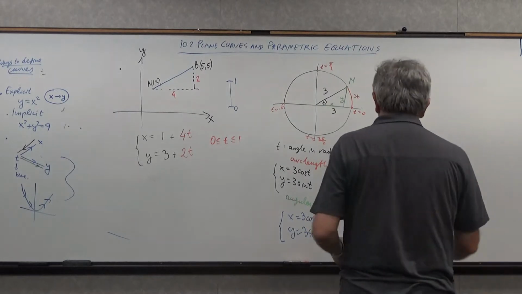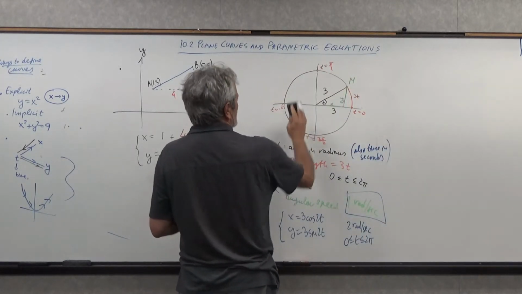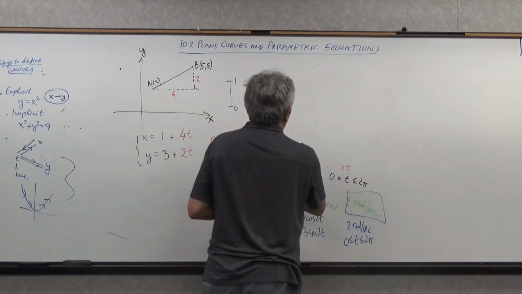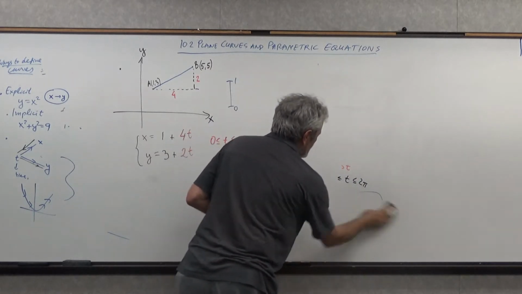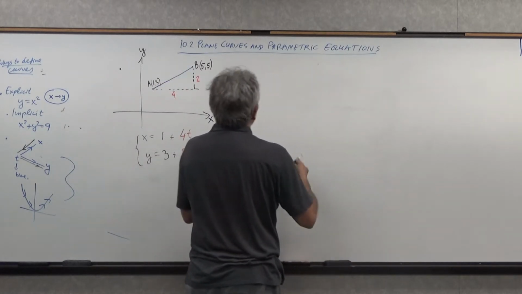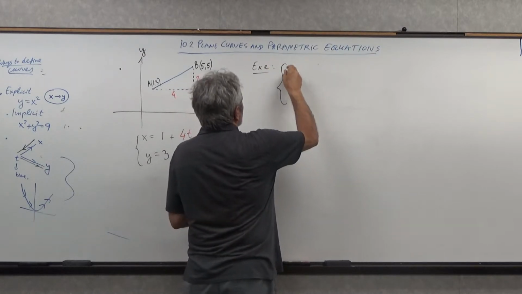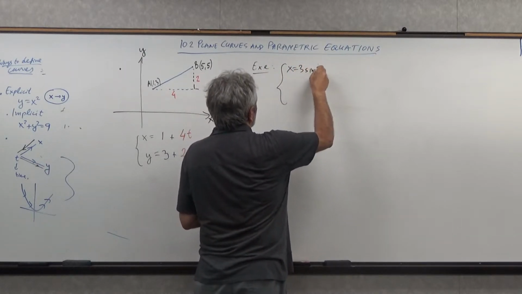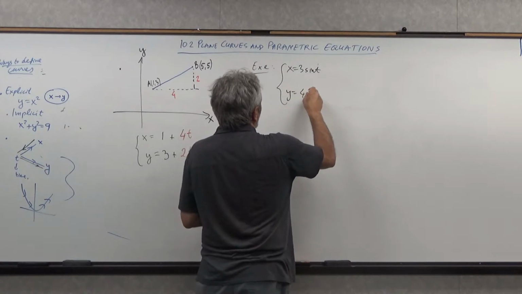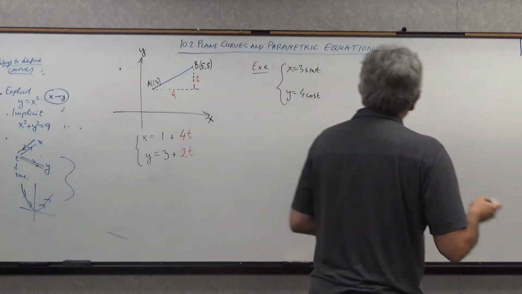Let me look at the following one. Here's one example. Maybe it's good to keep that in mind, and then a variation of this one. So draw the following graph. Example: x equals 3 sine t, y equals 4 cosine t, between 0 and pi over 2.